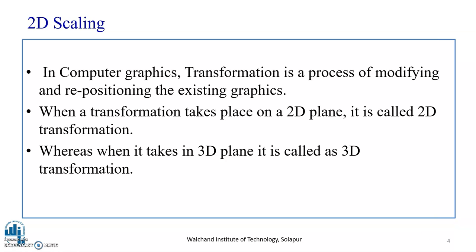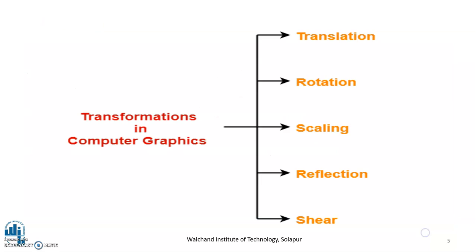In computer graphics, transformation is a process of modifying and repositioning the existing graphic. When this transformation takes place on a two-dimensional plane, it is called 2D transformation, whereas when it takes place in a three-dimensional plane, it is called 3D transformation. Transformations in computer graphics are broadly classified as translation, rotation, scaling, reflection, and shear. In this video, we focus on scaling.